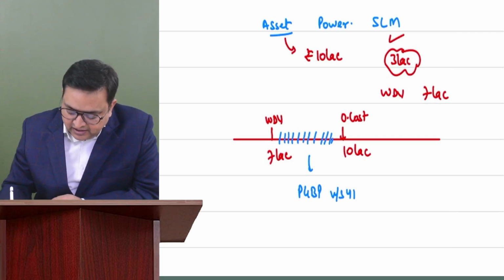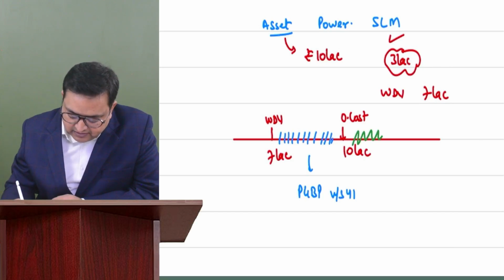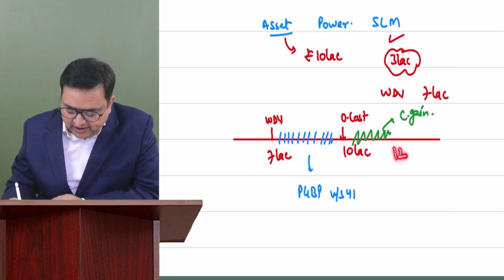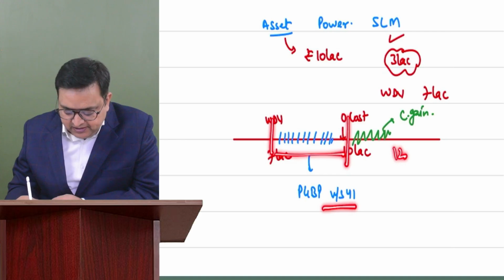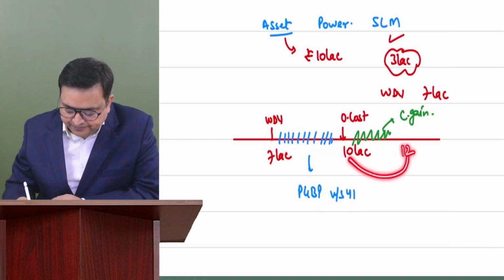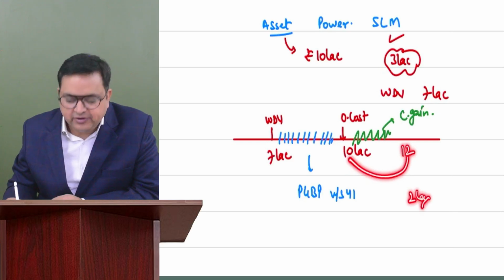And if you are selling it over and above the original cost, that would be your capital gain. Let's say it is sold for 12 lakh rupees. From 7 till 10, that is 3 lakh, would be your PGBP income, and 2 lakh would be your capital gain. How is 2 lakh computed? 12 lakh minus 10 lakh. So 2 lakh would be your capital gain.